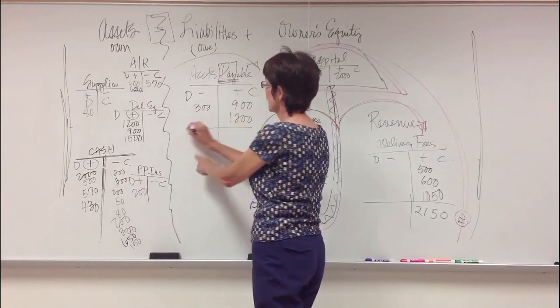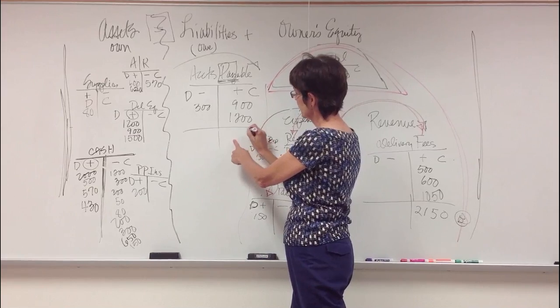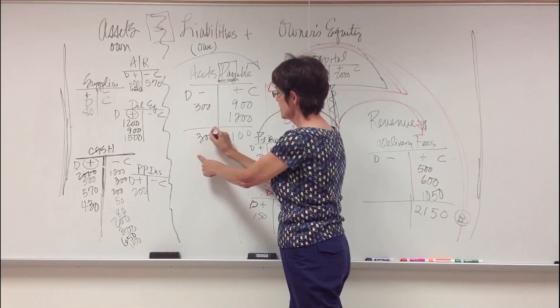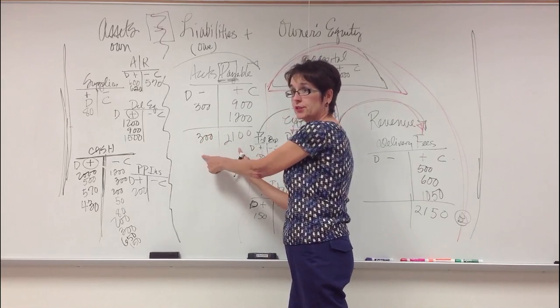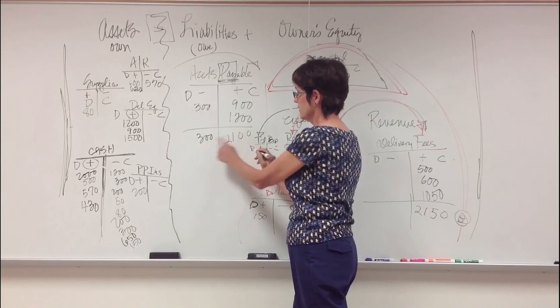What about this one? What about accounts payable? What would be my balance here? That would be 21 and 3. So I would take the difference between these two. Is that correct? Yes. And then my balance then would be what?